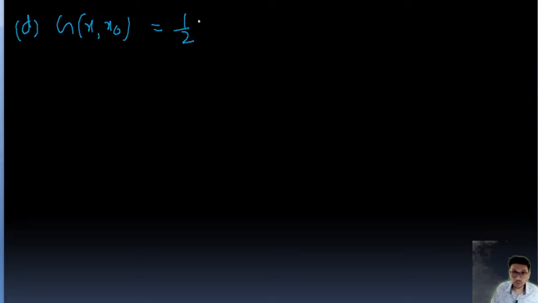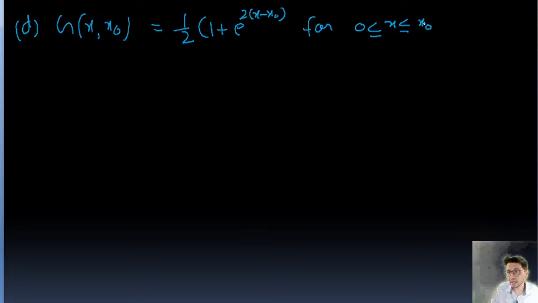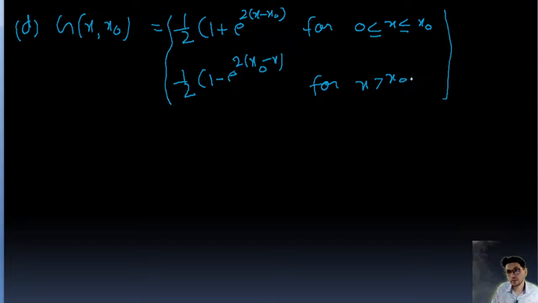And option D is G(x, x naught) equal to 1 by 2 into 1 plus e to the power 2 (x minus x naught) for x between 0 and x naught, and 1 by 2 into 1 minus e to the power 2 (x minus x naught) minus x for x greater than or equal to x naught. Okay, so these are the options, guys.